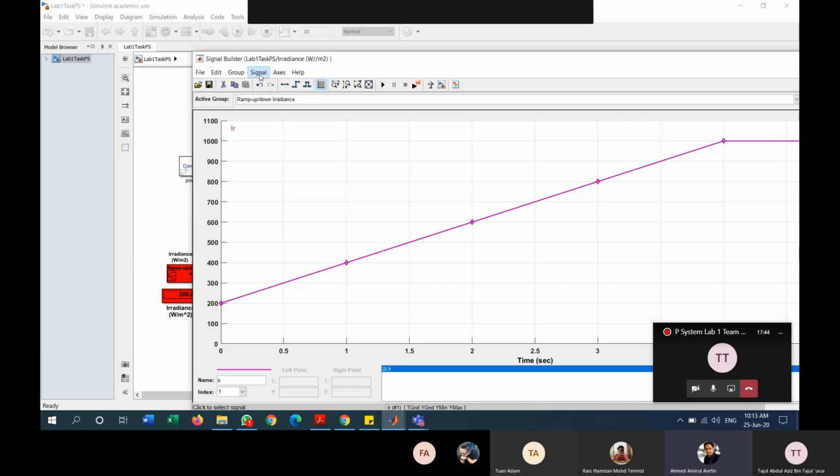Still it's very slow. Okay, so once you click the signal, you can see the replace with, and you can see the custom. Click the custom. Oh, it's taking time.